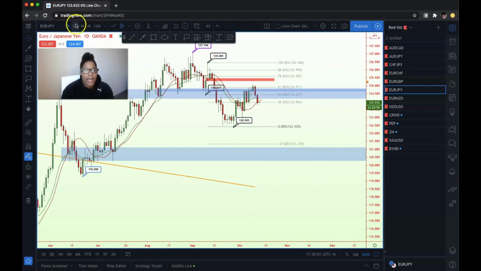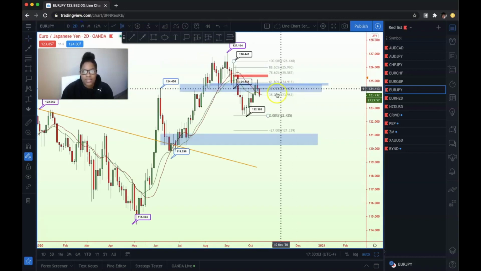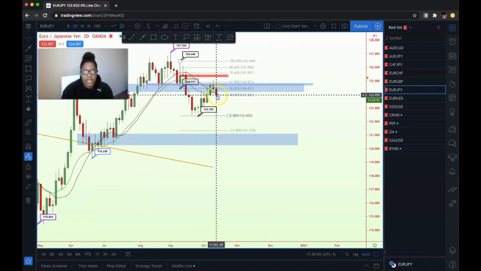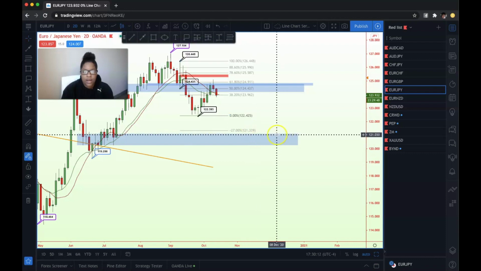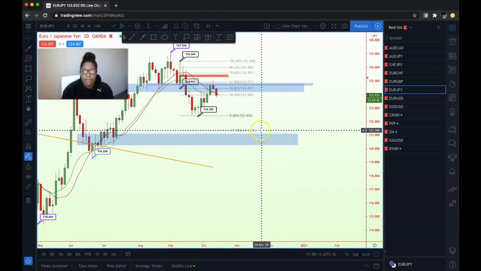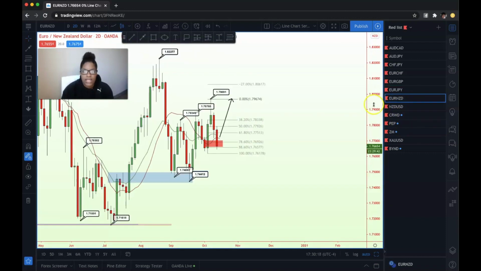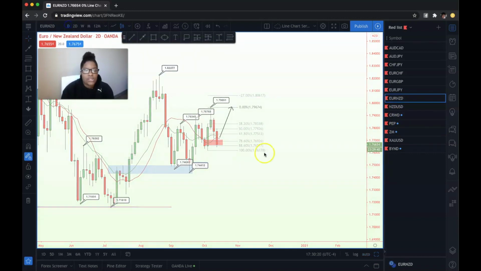Euro JPY, I'm going to watch this on my 2-day as well. Look at that beautiful rejection candle. Looks like it's going to push back down to the downside. Looking like we're going to get some movement back down here to the previous higher low situation. So this may be a good sell, really good play. I'll wait till tomorrow's daily candle. I'm going to watch this on a daily time frame.